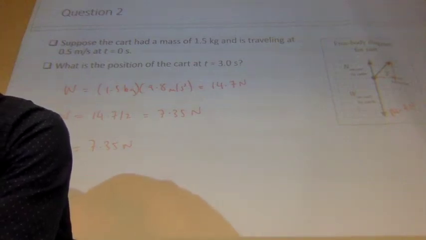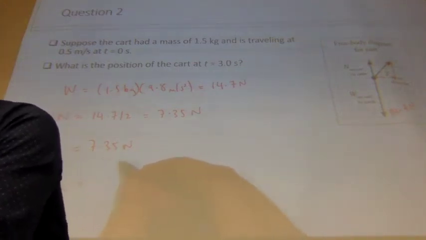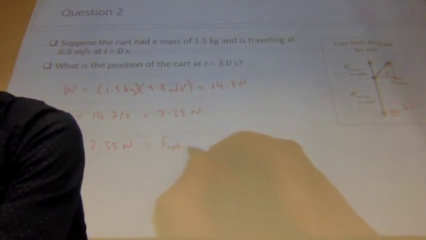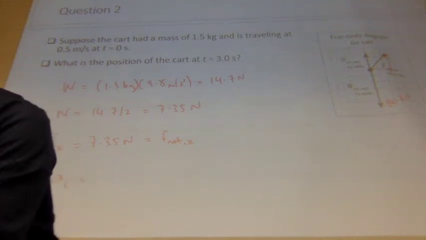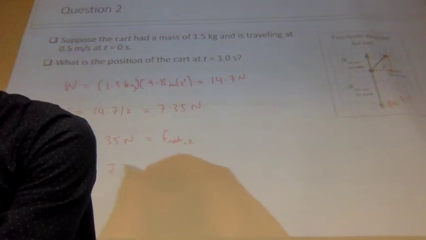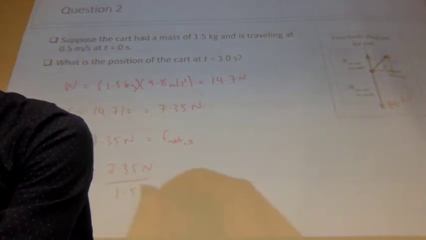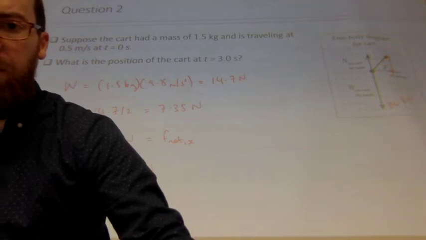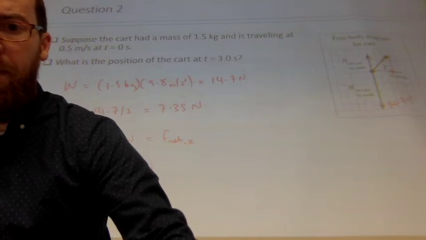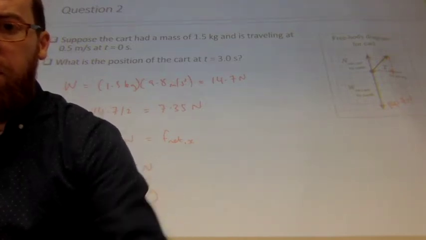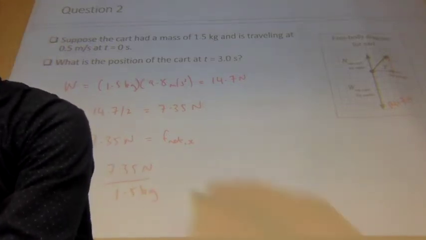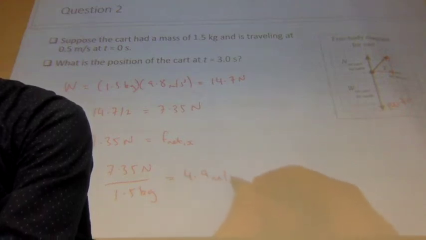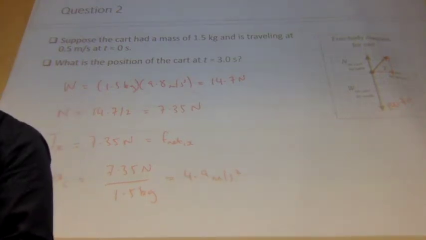So the acceleration of the cart is equal to the net force, F net x, and we're only considering the net force in the x direction. So that should be 7.35 newtons divided by the mass of the cart. I think that's where I messed up. So we should end up with 4.9. So that's the acceleration of the cart.